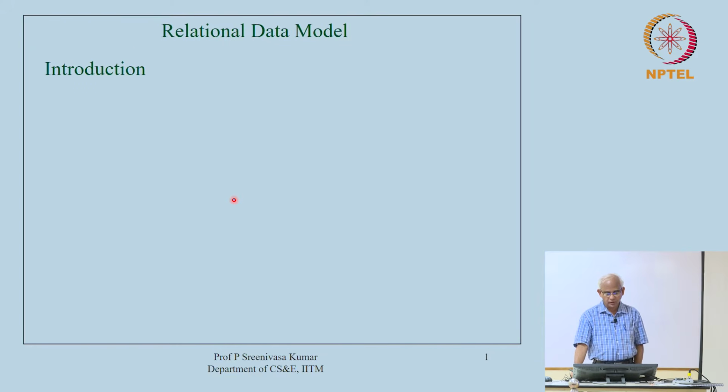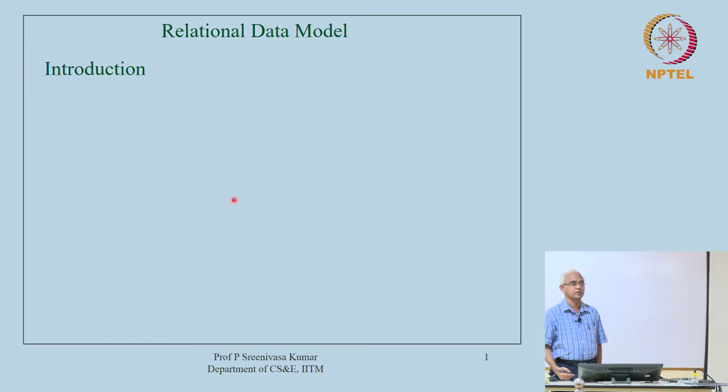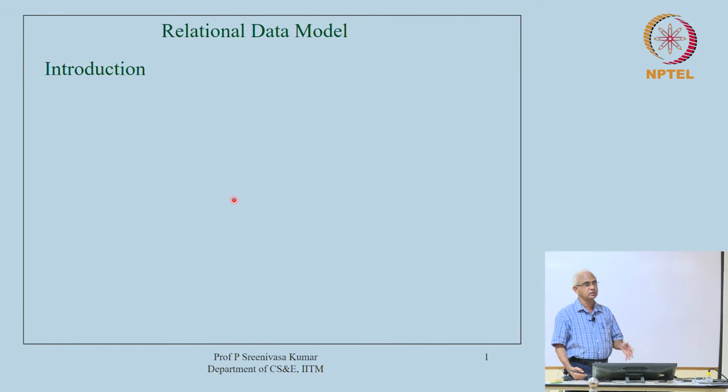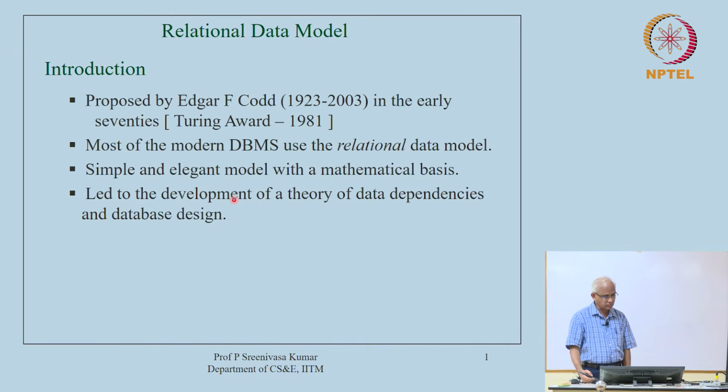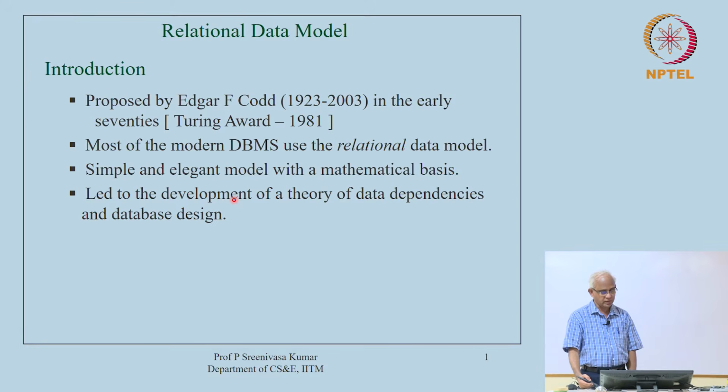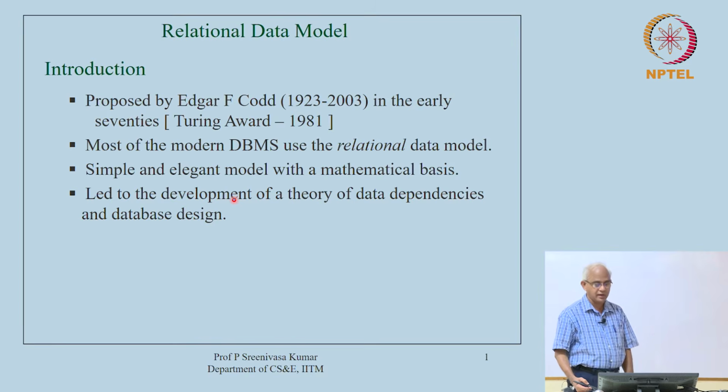Before the advent of the relational data model, there were other kinds of models in use, like the network model and hierarchical model and all that. But the relational data model was proposed by Codd in the 70s, and then it became very popular because it is a very simple and elegant model with a mathematical basis. We will see those details as we go along.